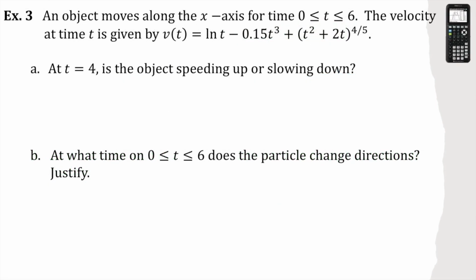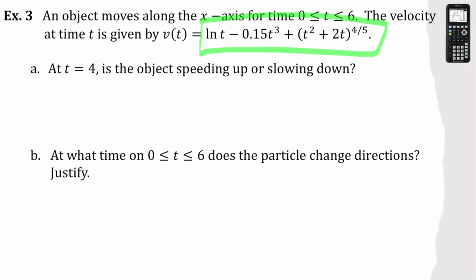Example 3. This is a calculator question, so go dig your calculator out of your bag if you would, please. An object moves along the x-axis for a time 0 to 6. The velocity at any time is given by the natural log of t minus 0.15 t cubed plus the quantity t squared plus 2t to the 4/5. That's why it's a calculator question.